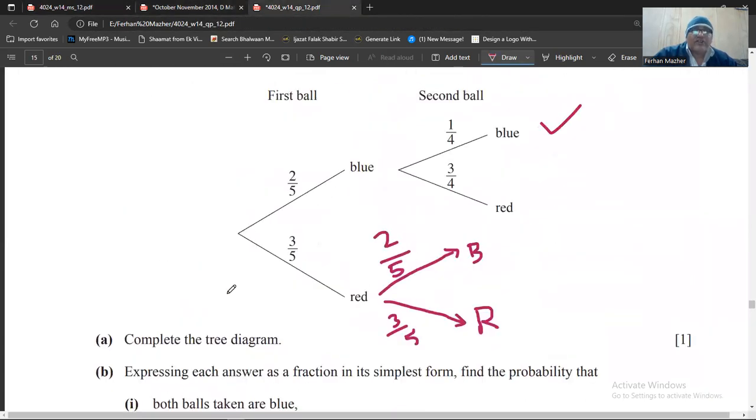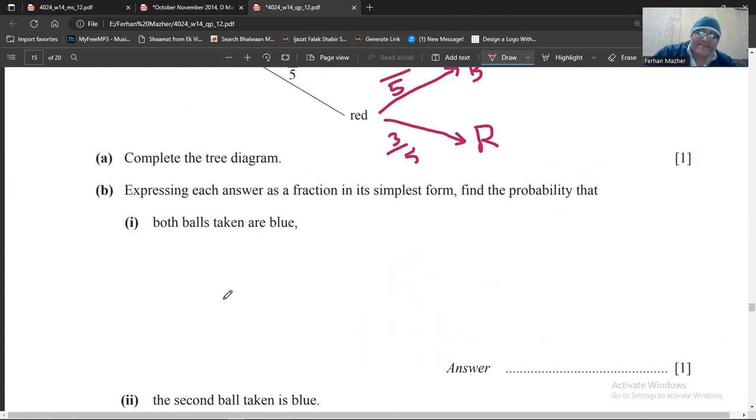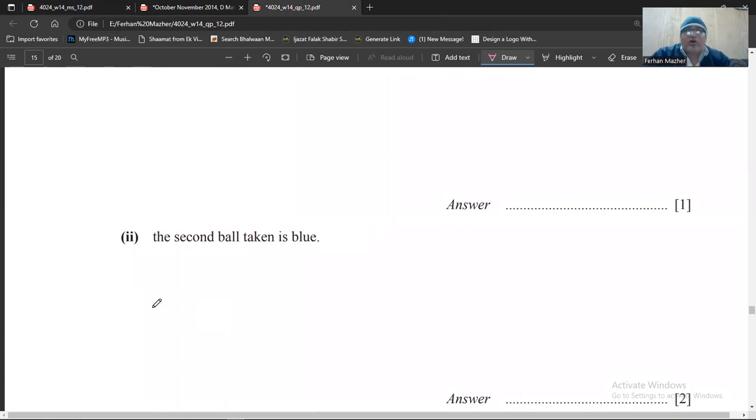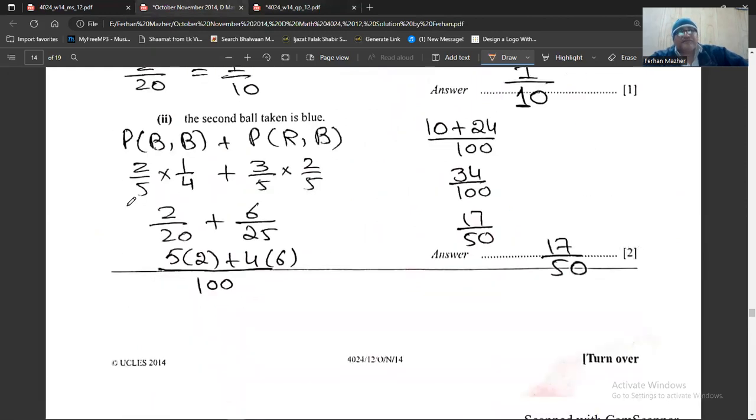Next, the second part of question number 21B: the second ball taken is blue. So they are talking about these two outcomes. I will find the probability of each and then add them up. Let me show you my solution.